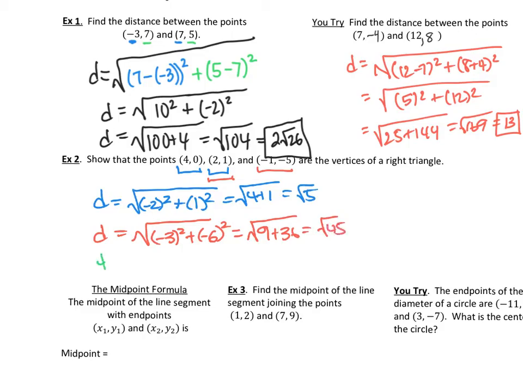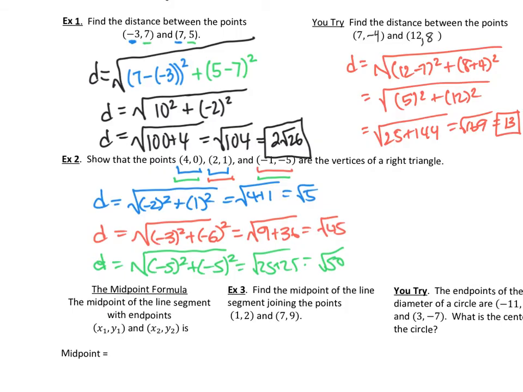Okay, and then the last side of the triangle is going to be from (4, 0) and (-1, -5). So in the x direction, negative 1 minus 4 is negative 5 squared. And then in the y direction, negative 5 minus 0 is negative 5 squared. So I'm going to get square root of 50.